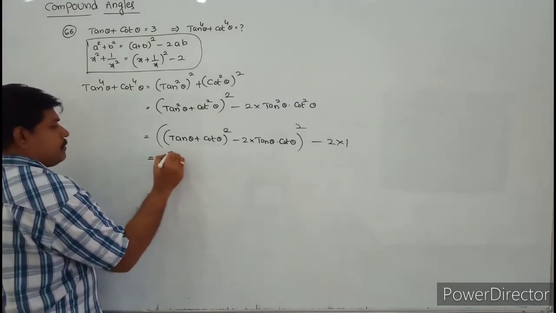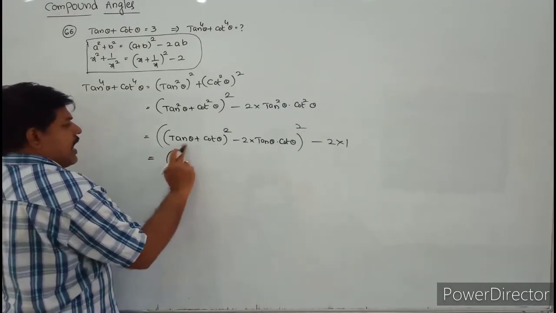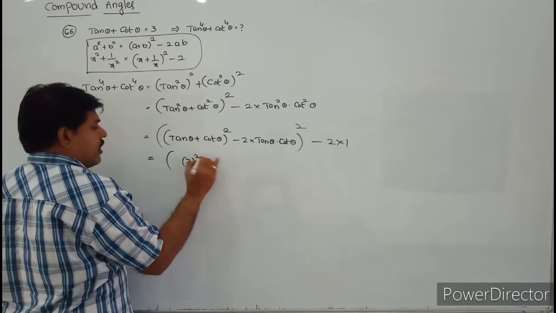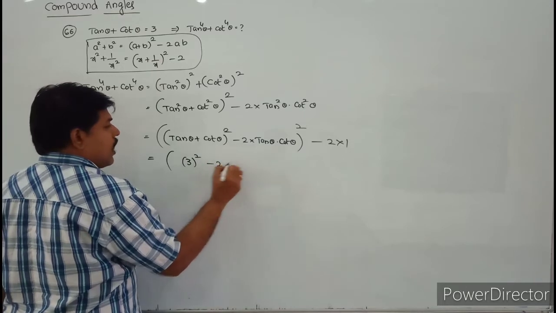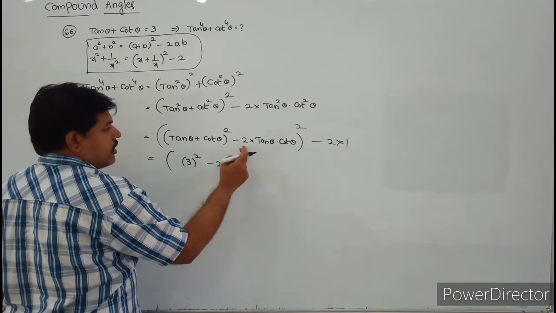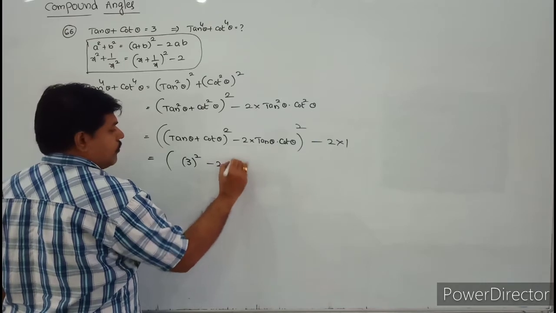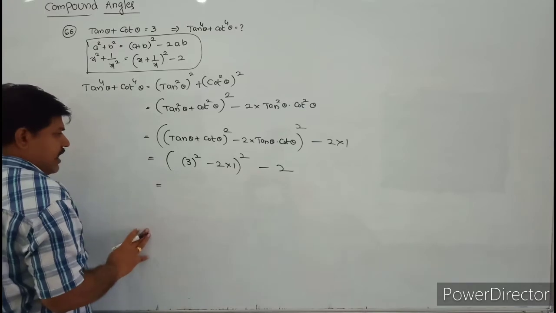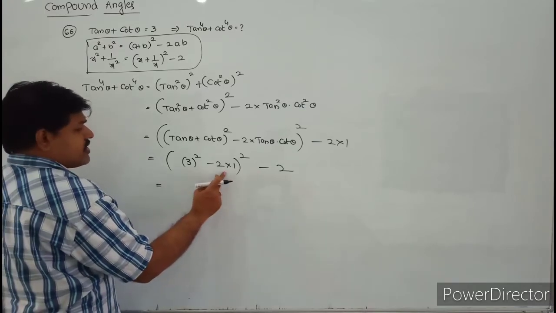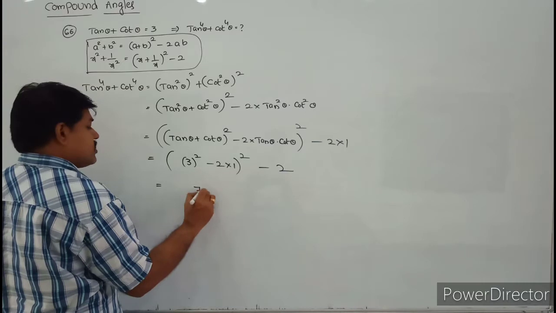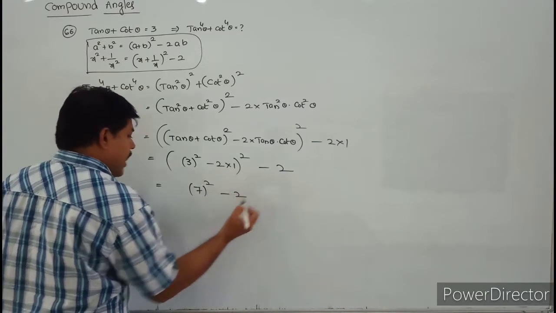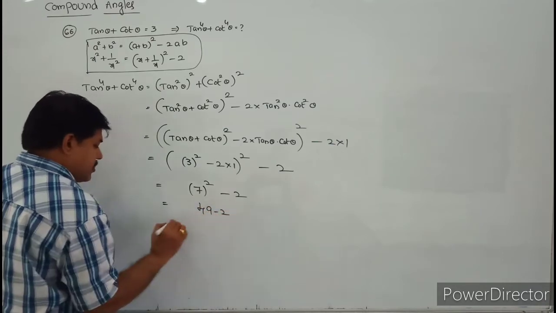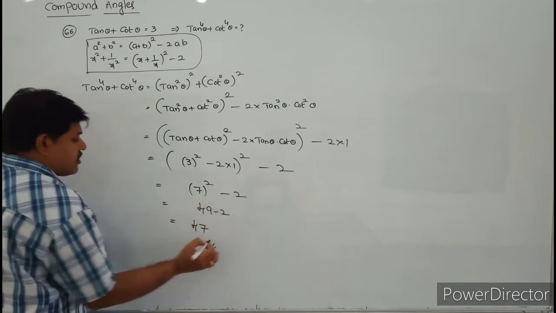So that implies tan theta plus cot theta, whose value is 3. So this is 3 square minus 2 into 1, because tan theta into cot theta will become 1. It becomes 3 square minus 2 whole square minus 2. So this value is 9 minus 2, which is 7. 9 minus 2 is 7. So this is 7 square minus 2. 7 square is nothing but 49 minus 2. So that is nothing but 47.